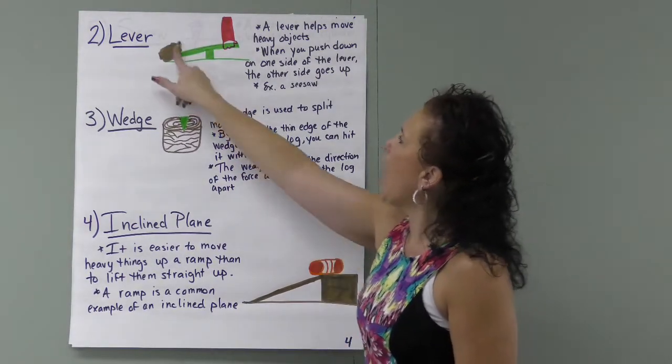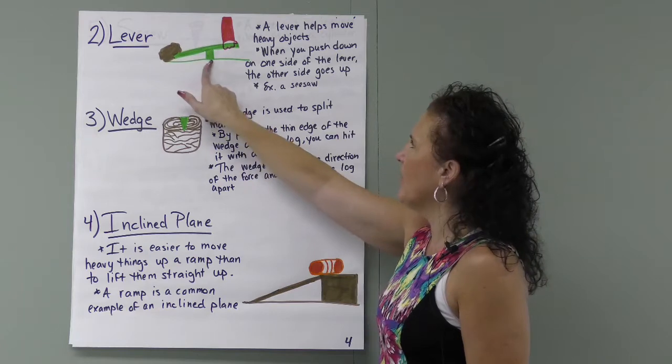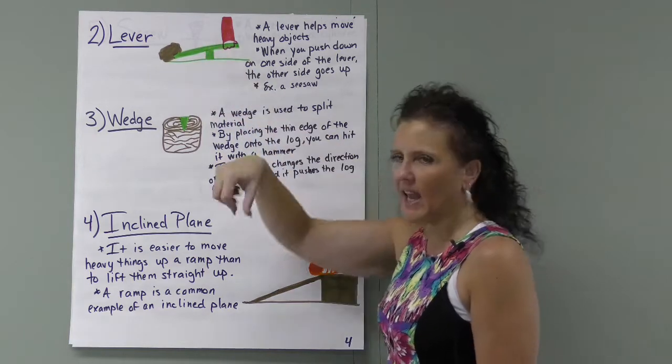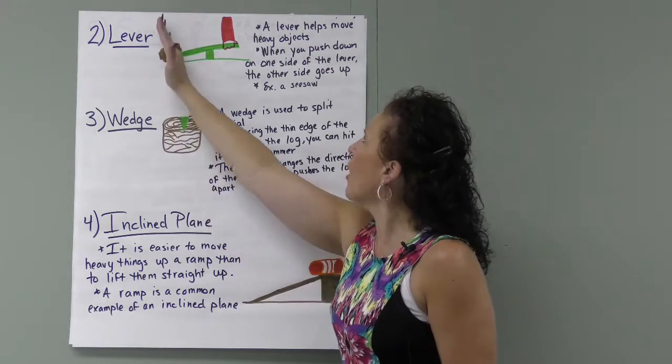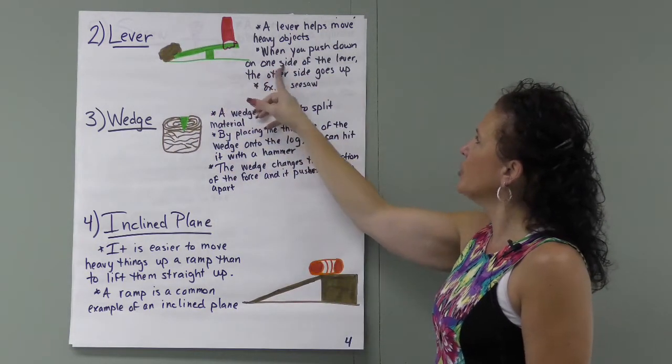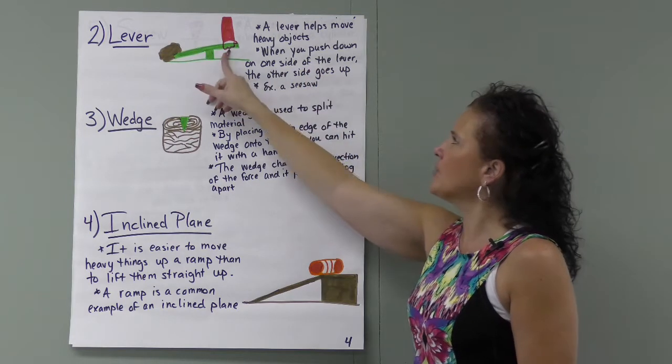This is a rock, maybe, that we have here, and we have this lever. This is called the fulcrum that it rotates across, and someone's hand is pushing down to push the rock up. So a lever helps you move heavy objects. When we push down on one side of the lever, the other side goes up.